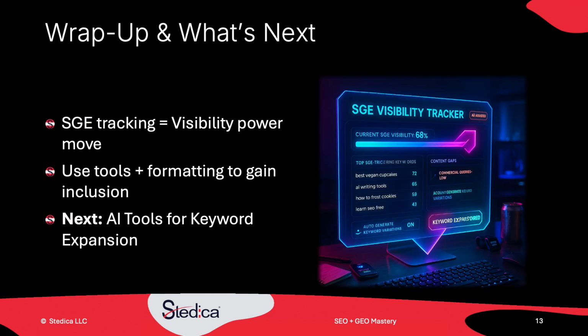So here's your big takeaway. SGE Appearance Tracking is about knowing if your content is being featured in Google's AI-powered search results. By tracking your visibility and optimizing your content, you can become the go-to source for user questions.